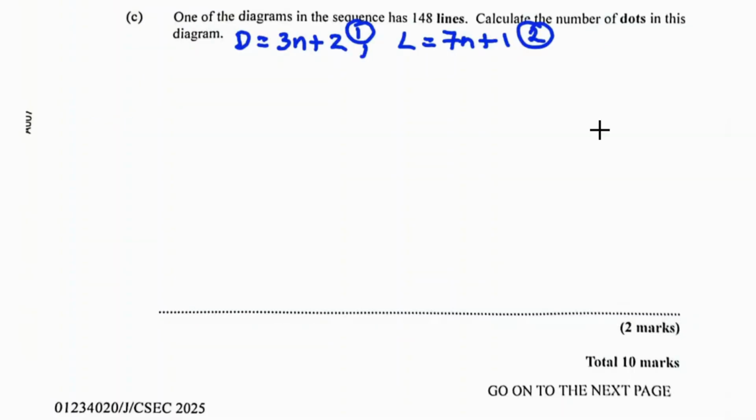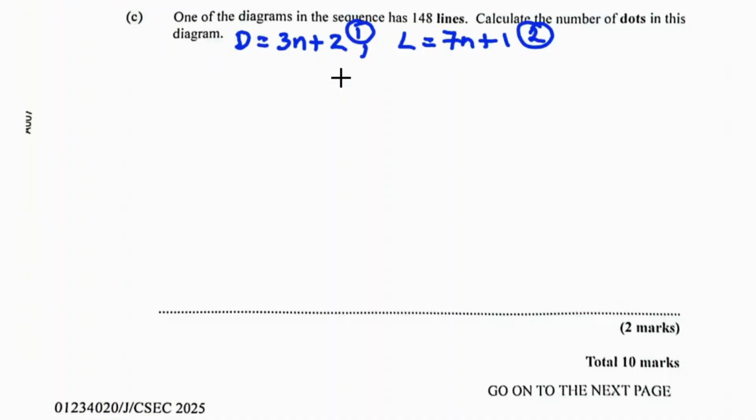Alright, so for the final part of this question, part C, I have rewritten the two equations that we just came up with. The first one pertains to the dots, where dots is equal to 3n plus 2, and lines, the number of lines is equal to 7n plus 1. And again, I have called this equation 1 and equation 2 for the sake of convenience. So the question is asking us, for one of the diagrams in a sequence has 148 lines, and we need to calculate the number of dots in this diagram.